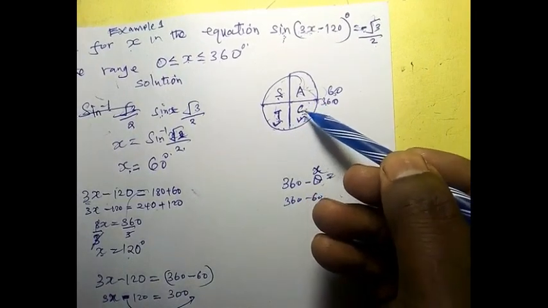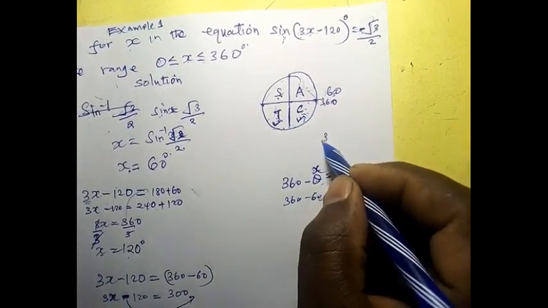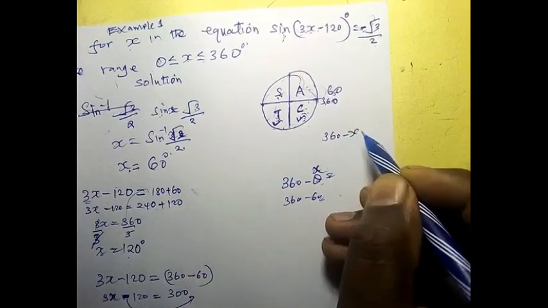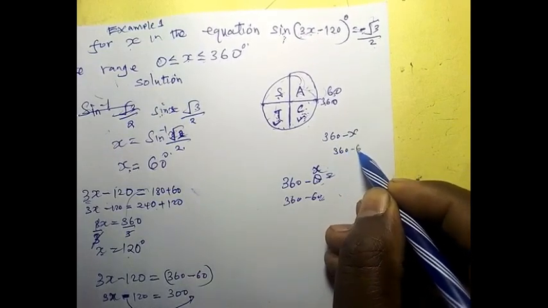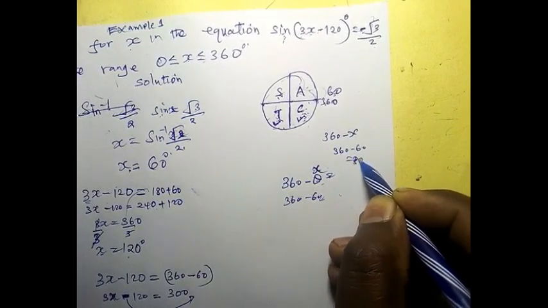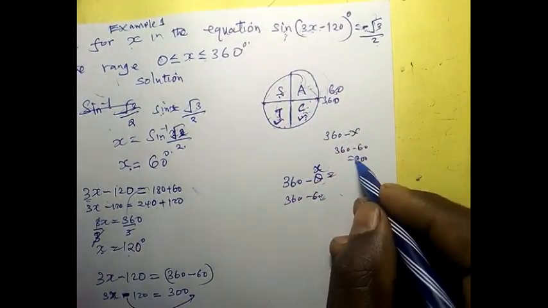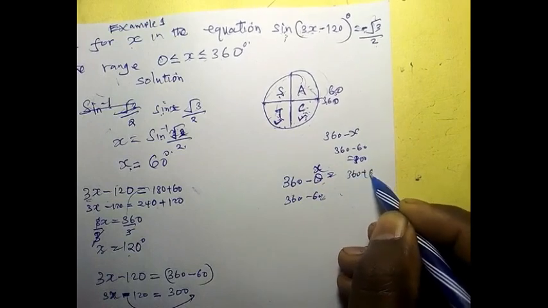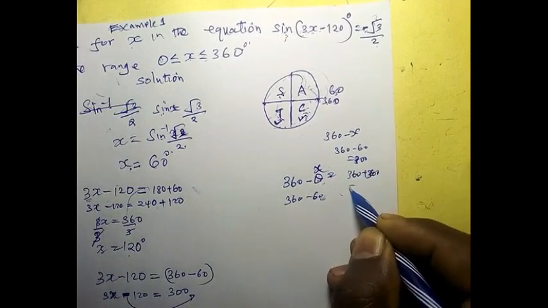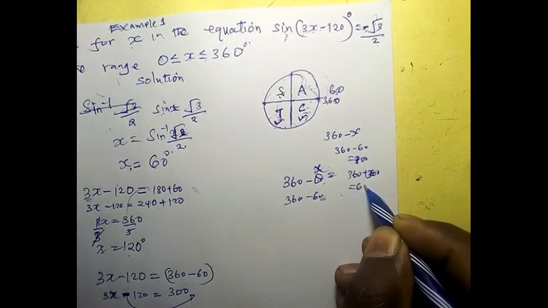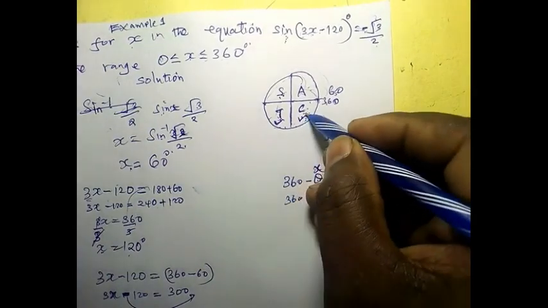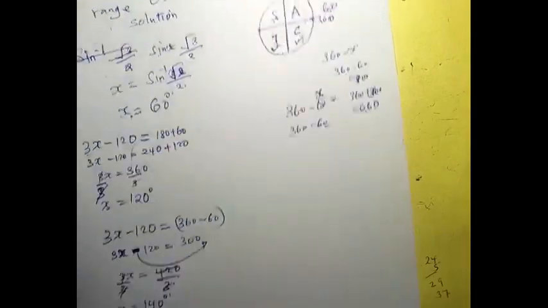How do you get an angle at the fourth quadrant? It is 360 minus x. So 360 minus 60, the answer is 300. Remember, we have gone one round, which is 360. So 360 plus 300 will give us 660. So up to this point, we will have 660. So we continue.